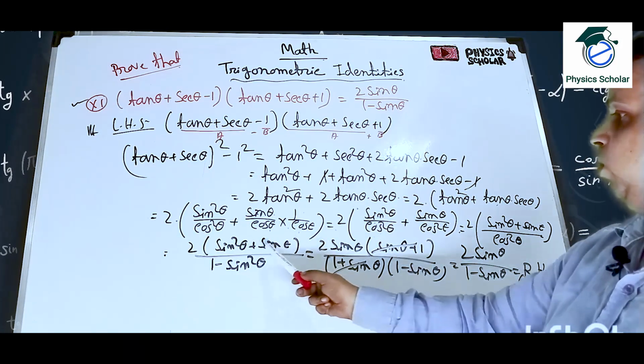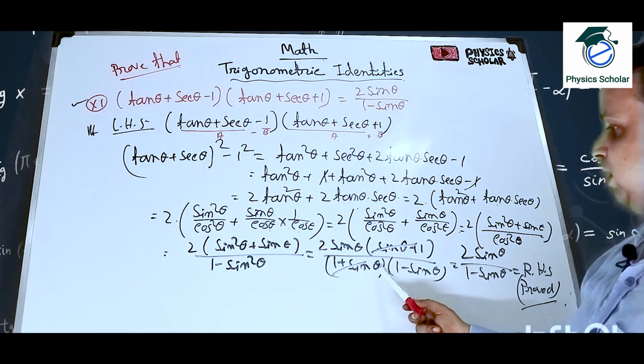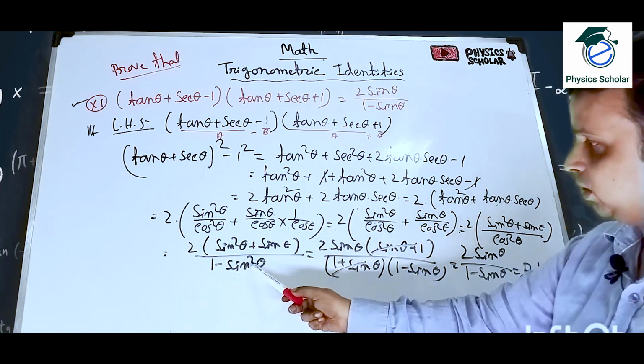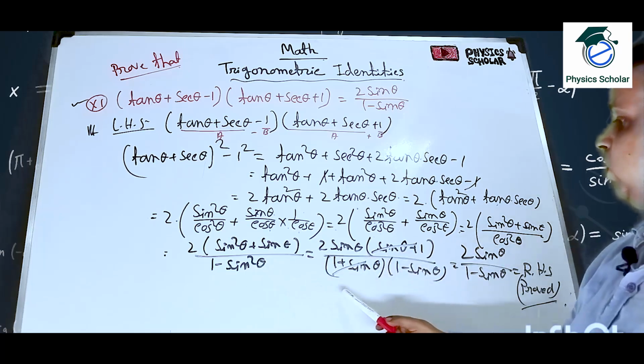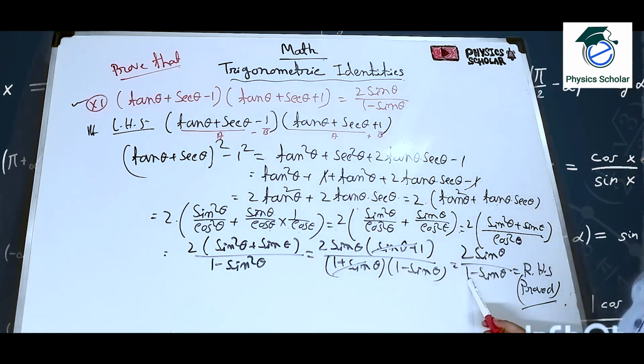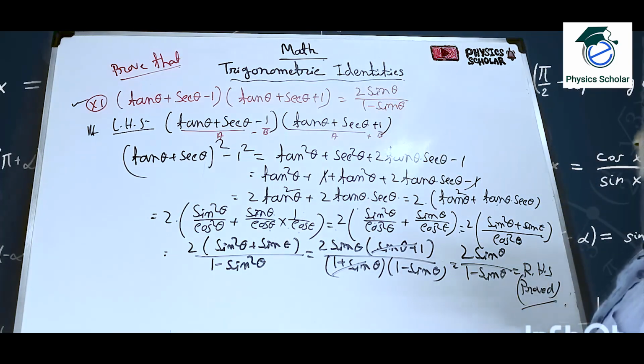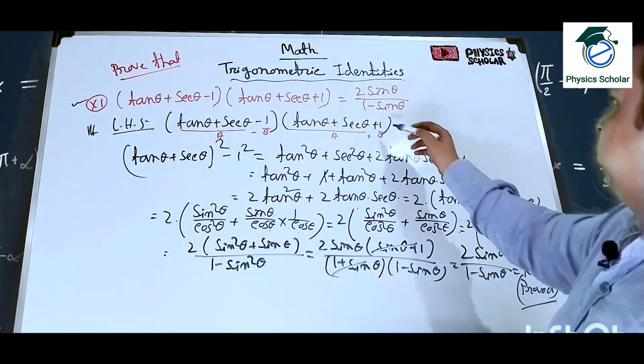2 sin theta common from this. So sin theta plus 1. Clear? Divided by 1 plus sin theta into 1 square minus sin square theta, that means a square minus b square, so a plus b into a minus b. So this will be cancelled. So 2 sin theta divided by 1 minus sin theta. So that we have to prove. Clear? And we are getting this value directly.